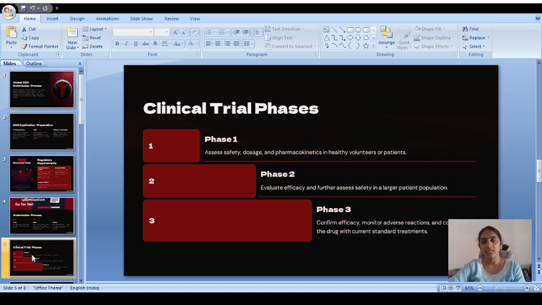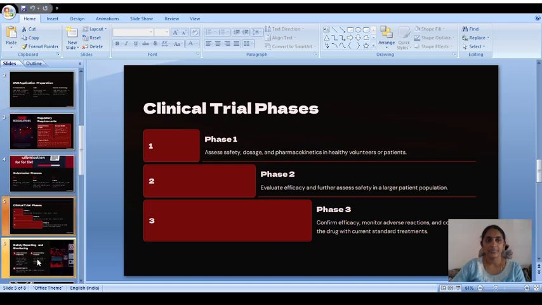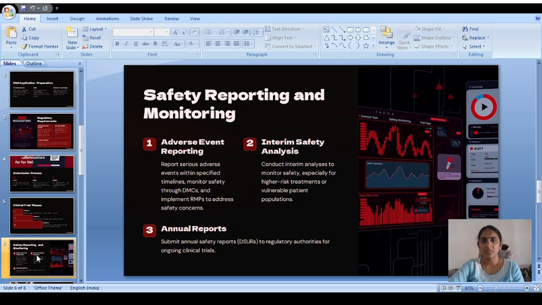Phase 1 is to assess safety, dosage, and pharmacokinetics in healthy volunteers or patients. Phase 2 is to evaluate efficacy and further assess safety in a larger patient population. Phase 3 is to confirm efficacy, monitor adverse drug reactions, and compare the drug with the current standard treatments. For safety reporting and monitoring, adverse event reporting covers reporting serious adverse events within the specified timelines, monitoring safety through DMCs, and implementing RMPs to address safety concerns.